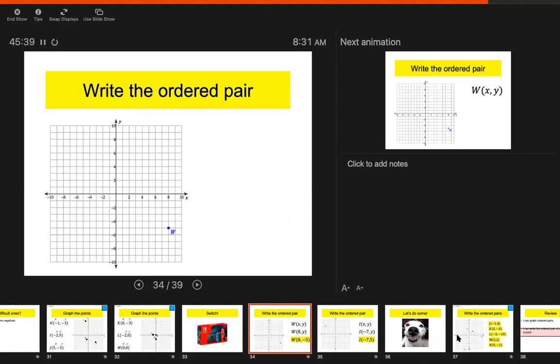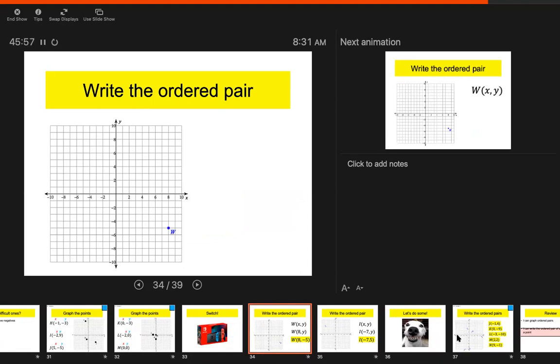Where do we always start? At the origin. Remember, it's an ordered pair. The first number is left and right. The second number is up and down.